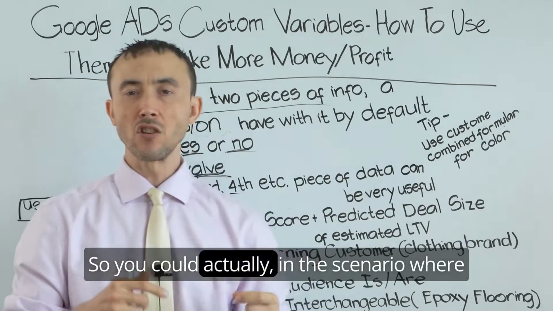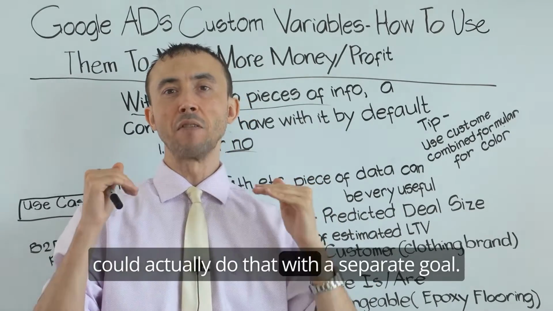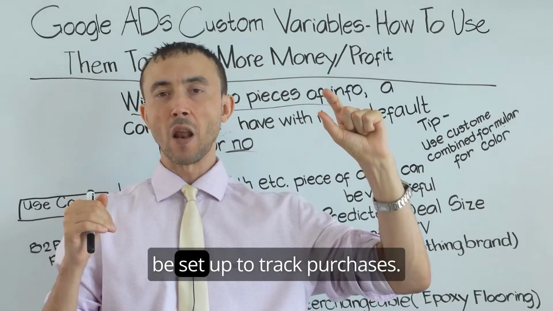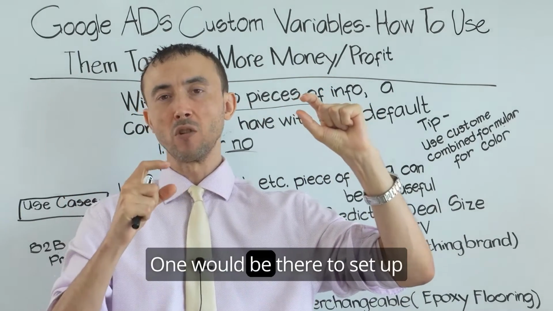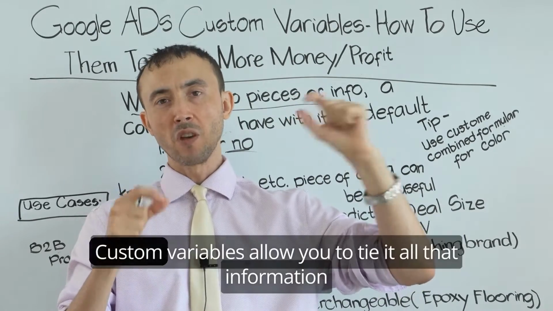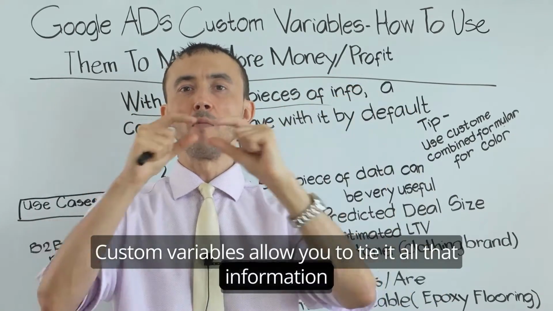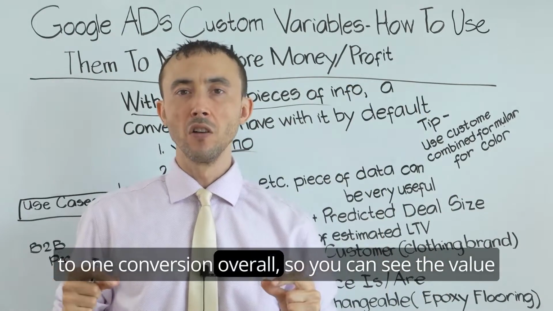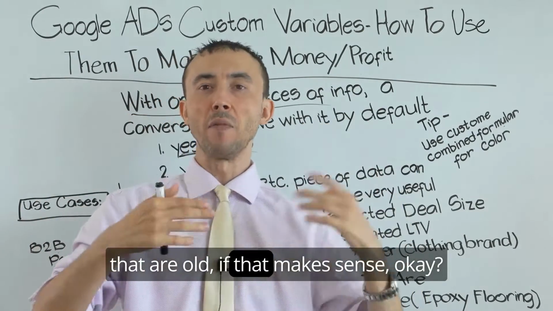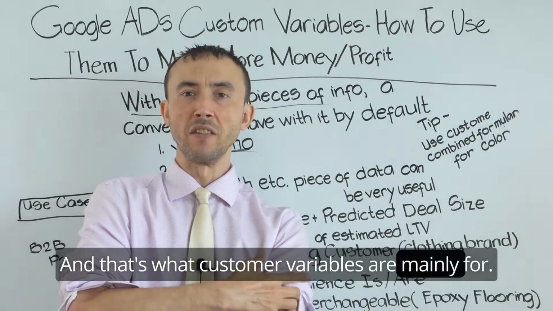So in the scenario where you could track new customers versus existing, you could actually do that with a separate goal, because one goal would be set up to track purchases. One would be set up to track new versus existing customers. Custom variables allow you to tie all that information to one conversion overall, so you can see the value of customers that are new versus the value of customers that are old, if that makes sense, okay? And that's what custom variables are mainly for.